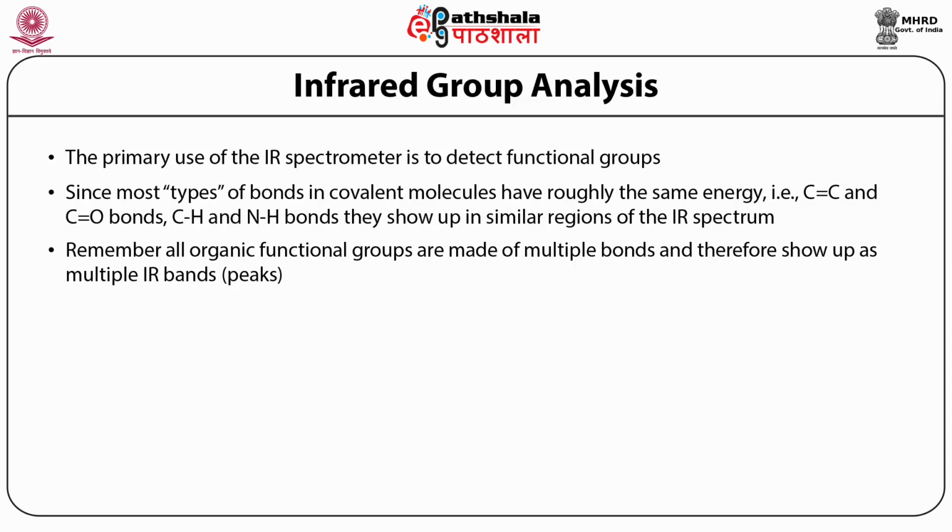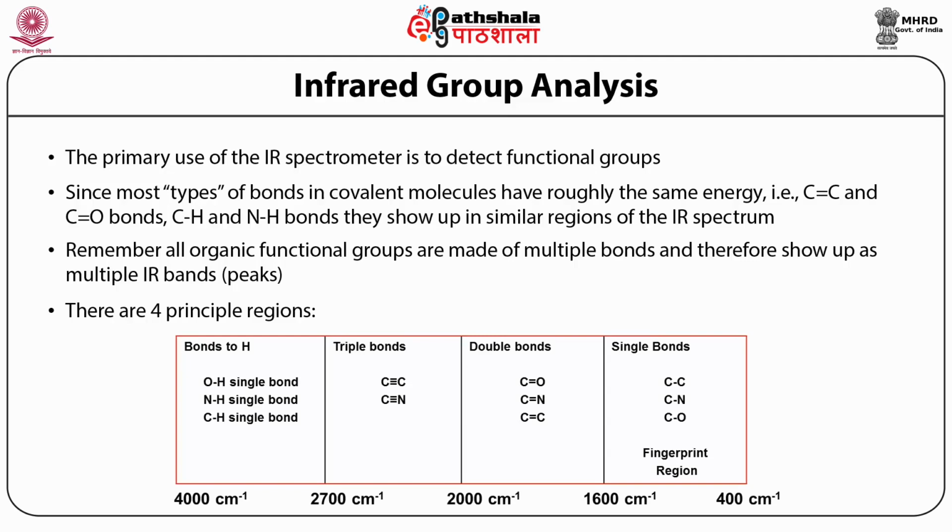So the whole IR spectrum is divided into four principal regions. The first gives you information about hydrogen bonds like O-H, N-H, and C-H single bonds, in the region of 4000 to 2700 per centimeter wave number. The second region gives you information about triple bonds like the carbon-carbon triple bond and carbon-nitrogen triple bond, and it lies between 2700 to 2000 per centimeter. The third region gives you information about double bonds like C=O, C=N, and C=C, and it lies between 2000 to 1600 per centimeter.